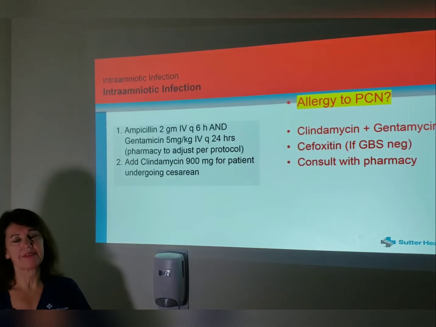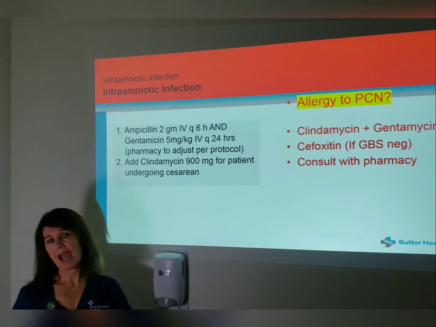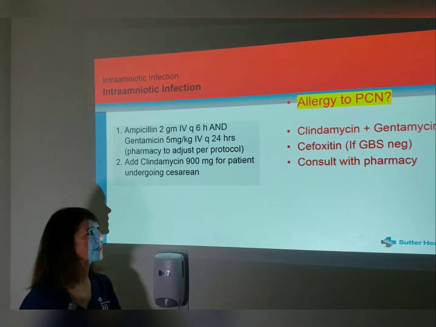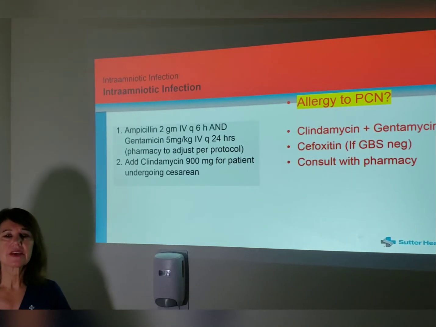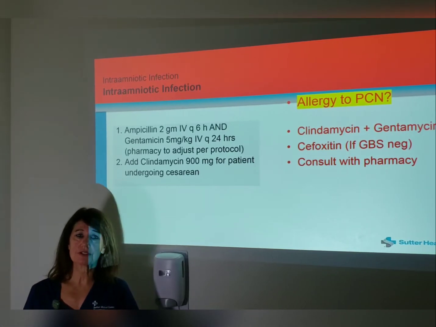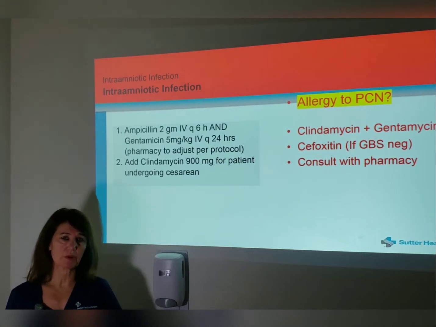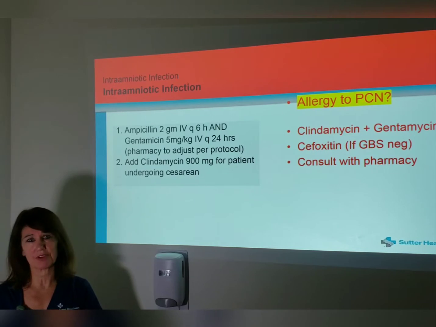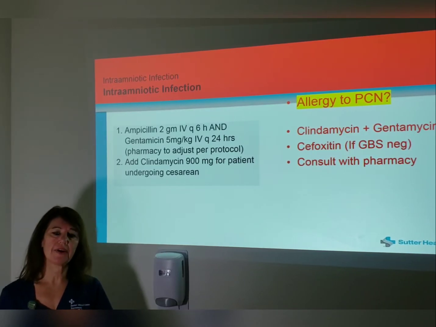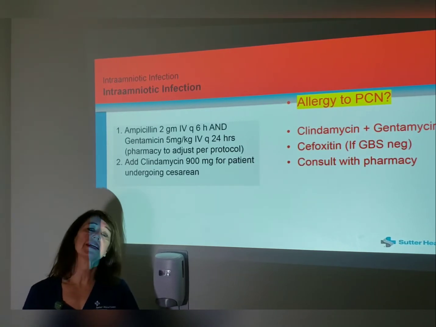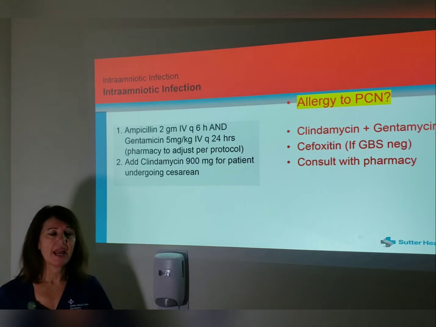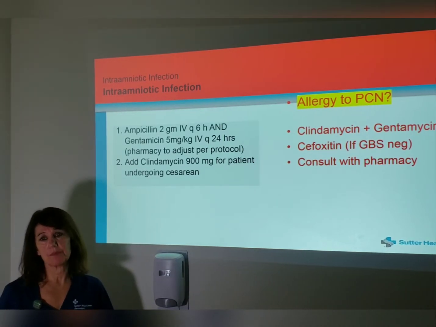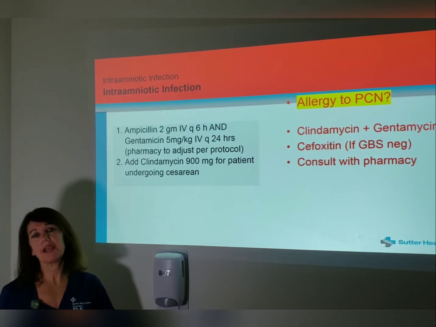Ideally, it is to have the AMP, GENT, and clinda, but if they have a penicillin allergy, they can be on the clinda and gentamicin. Some providers will choose to do cefoxitin, and it's a great cephalosporin. It's a 4th generation cephalosporin. It covers a lot of different bacteria, but the one thing it doesn't cover is group B strep. And group B strep is, as you know, prevalent in our area.